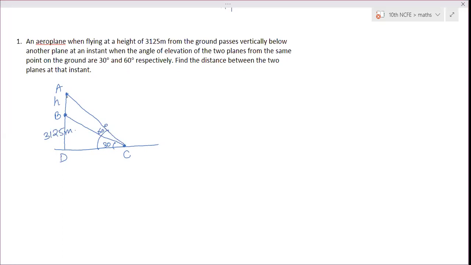Yes, Shubha. No doubts, clarify. The answer AB is 6250 meters. So don't have that confusion. Read the question very carefully.